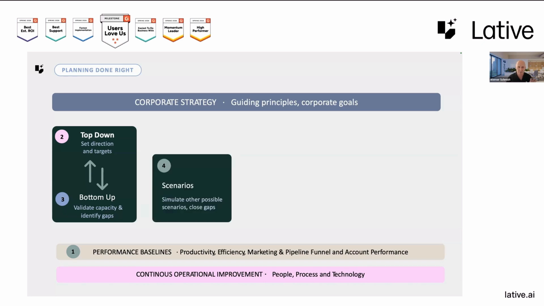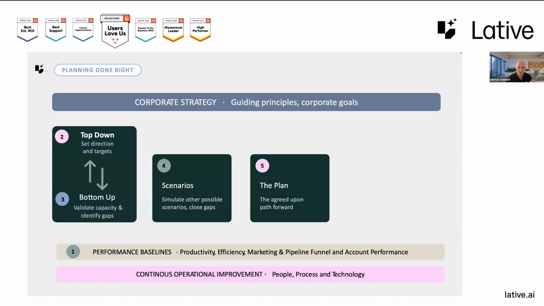Okay, I understand my bottom-up capacity. I understand the top-down targets of what we need to achieve. So what are the different types of scenarios that we can build here to then get to those numbers and close the gap? So simulating other possible scenarios and, as I mentioned, closing those gaps.